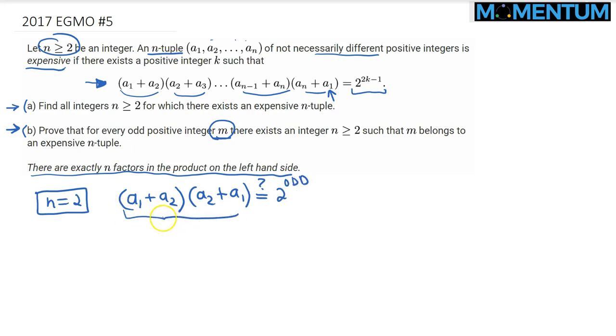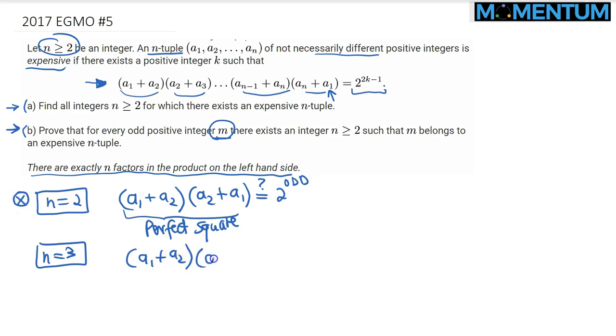Because the left-hand side is just (a1 plus a2) squared. This is a perfect square, and a perfect square is an even power, right? So not an odd power of a number. So for n equals 2, it's not gonna work. Let's try n equals 3. So n equals 2 didn't work. Yeah, that one was bad.